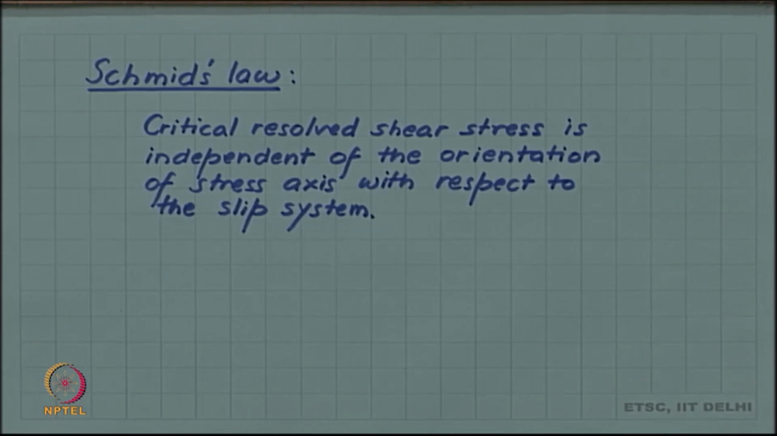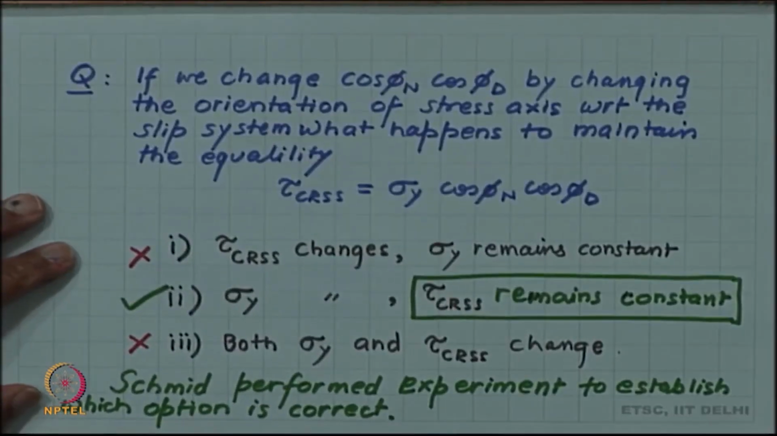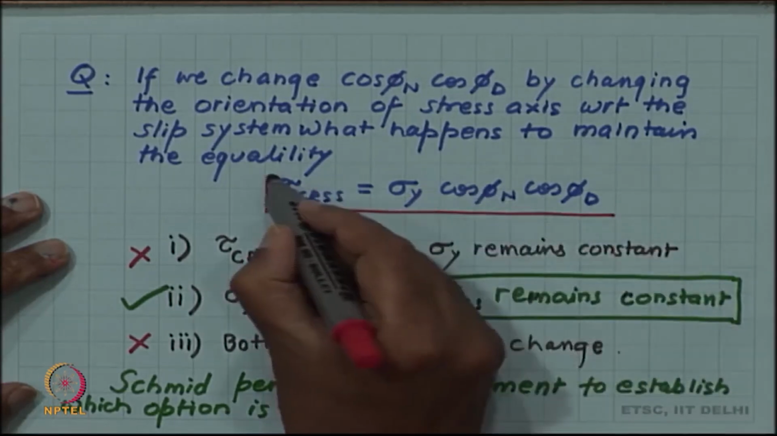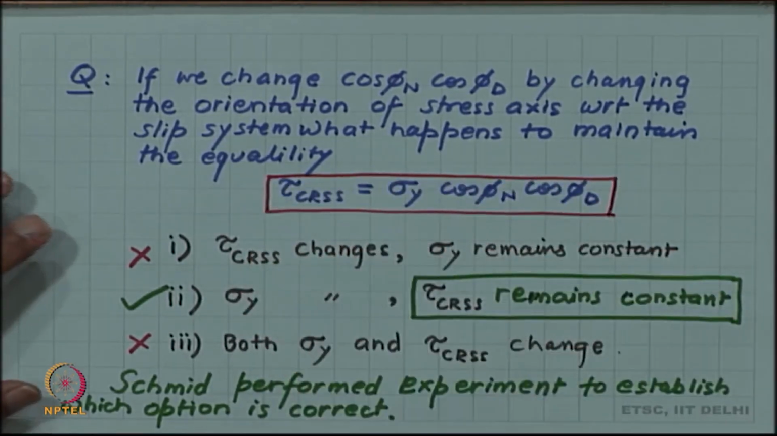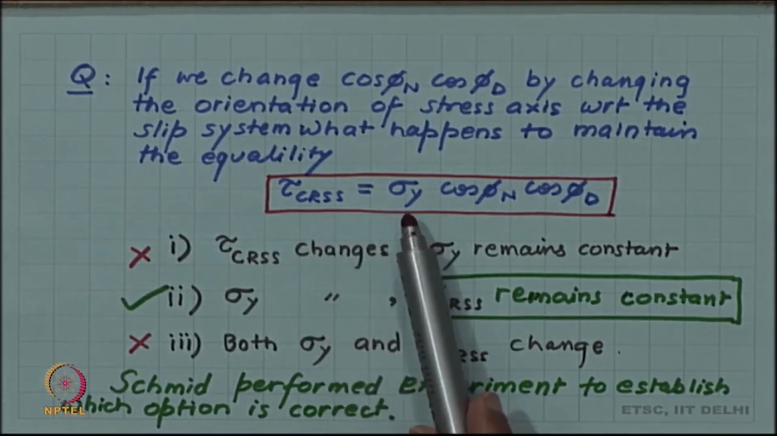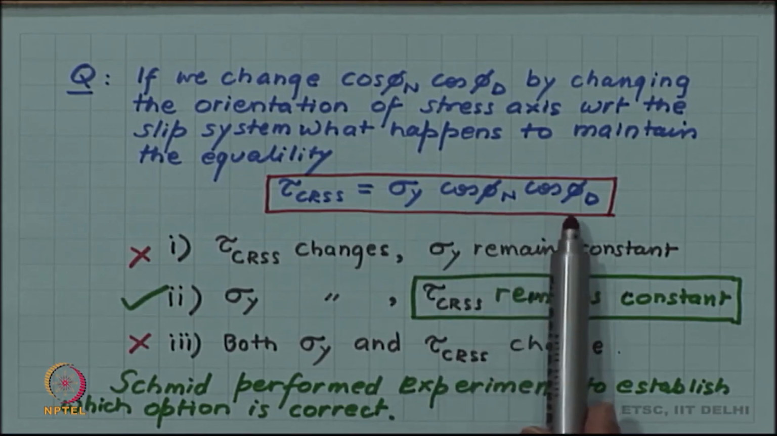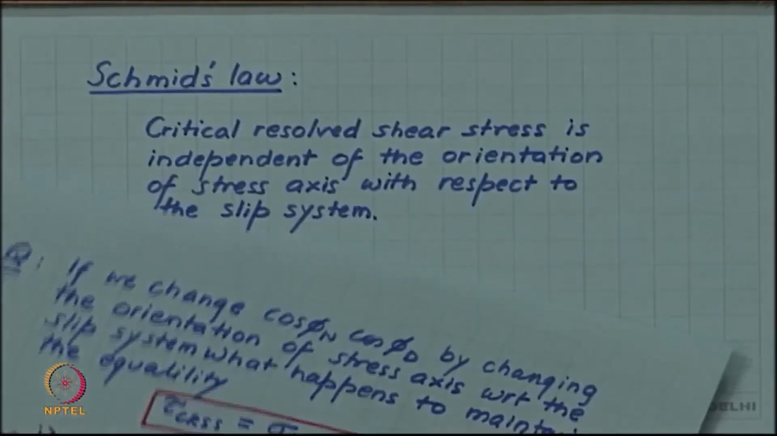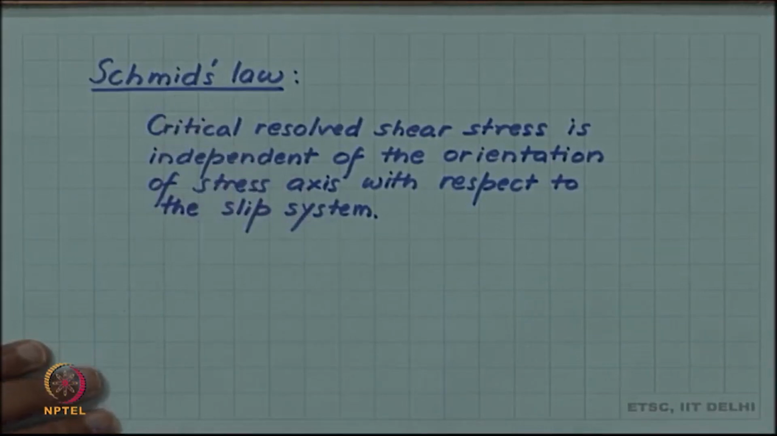Quite often, mistakenly, this relationship itself is taken as Schmid's law, but note that this relationship only relates the yield stress to the critical resolved shear stress. It does not tell us that the critical resolved shear stress will remain constant or the yield stress will remain constant if you change cos phi n and cos phi d. That was Schmid's contribution. Schmid performed careful, beautiful experiments to establish this, and that is why we honor him by naming this law after him. So, the critical resolved shear stress is independent of the orientation of the stress axis with respect to the slip system.